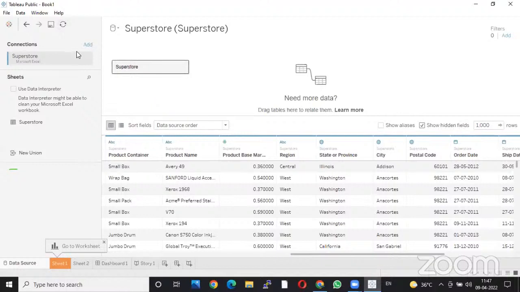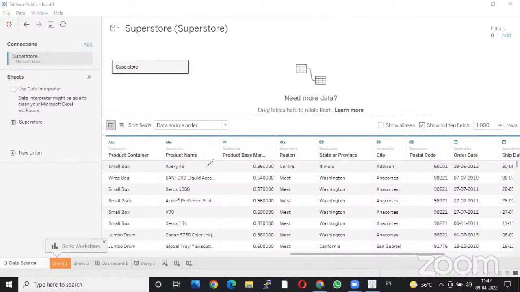Here in the connection option, you can see the add option. With this add option, you can connect more sheets that you want to use for analysis. But if that sheet is related to the first sheet and has a primary key, you can make a connection. If it has no connection, you can still add it, but for that you have to do a different type of analysis. So this is the point over here.